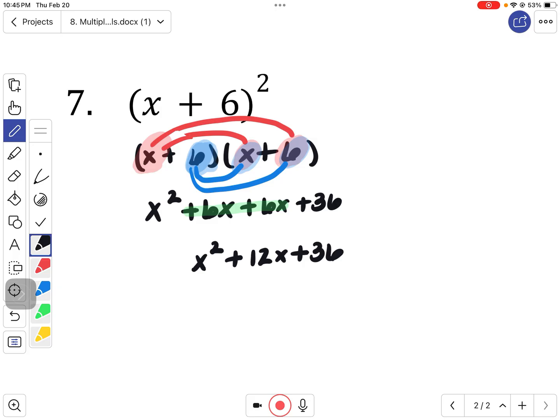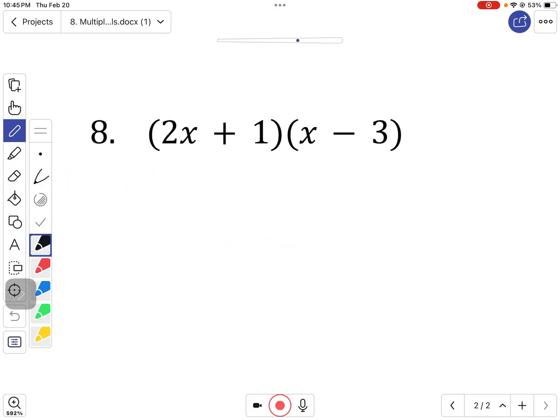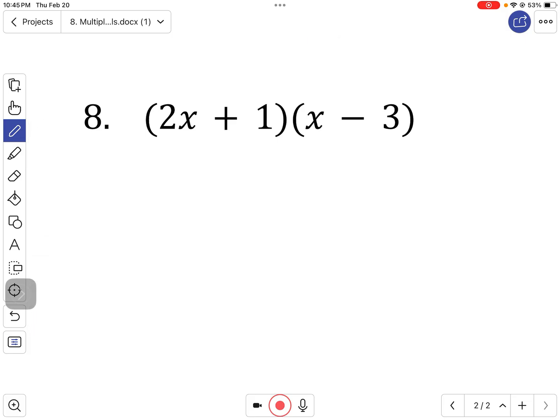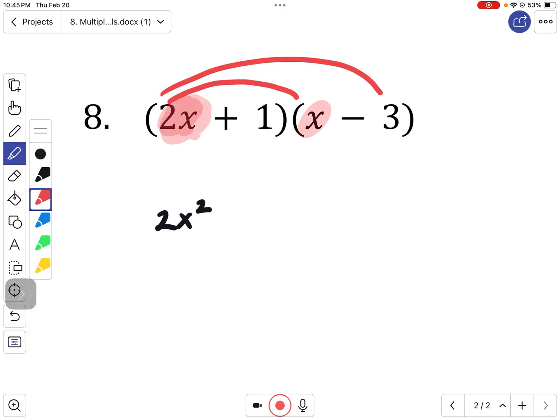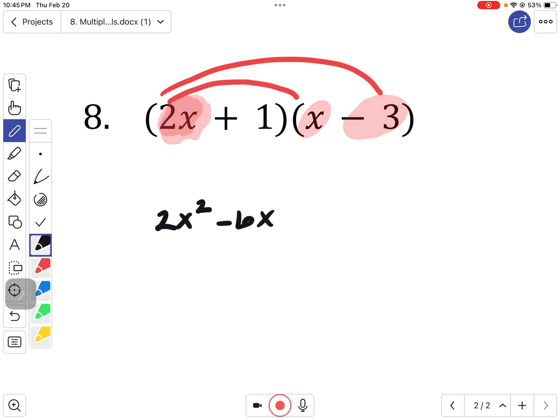Okay, let's look at our last one, number 8. I have 2 pieces, so I'm going to use double distribution. The first thing I'm going to do is distribute my first to both of my second. If I look at that, I'm going to take this 2x and multiply it by x. That's going to give me a 2x squared. Then I'm going to take this 2x and multiply it by that negative 3. 2 times negative 3 is going to give me a negative 6, and only one of them has an x, so I'm going to show an x.